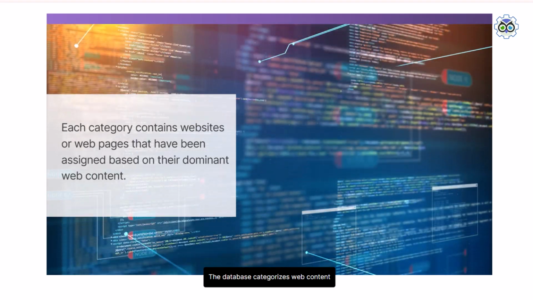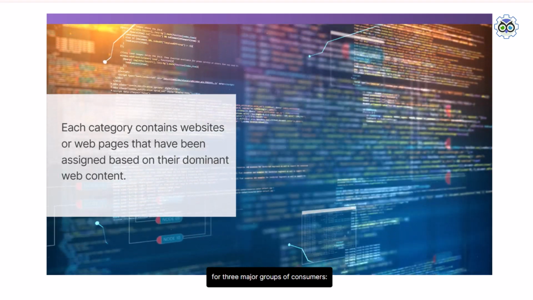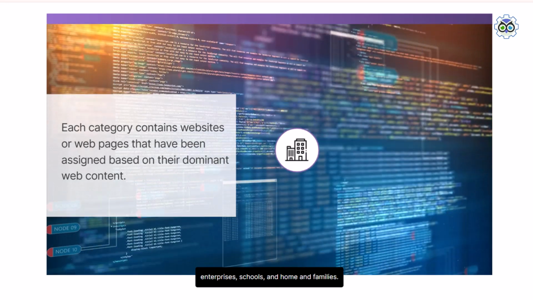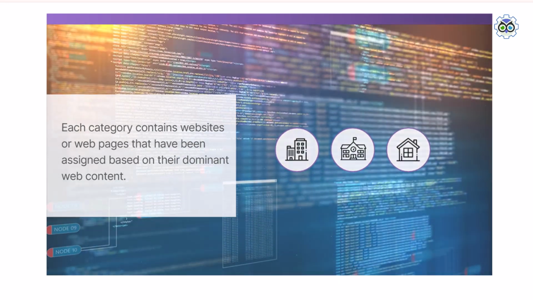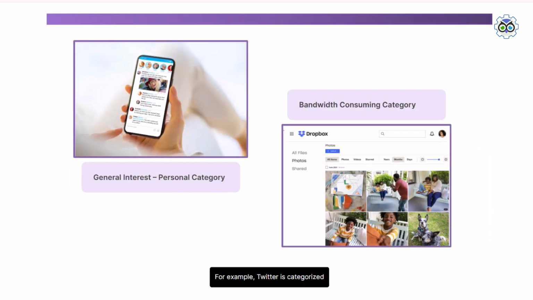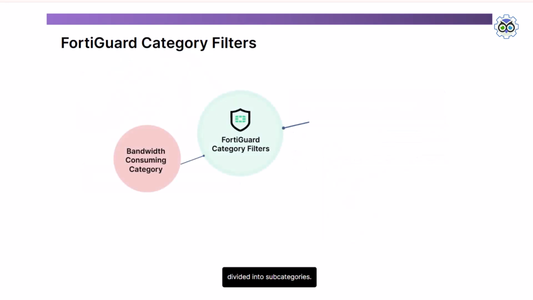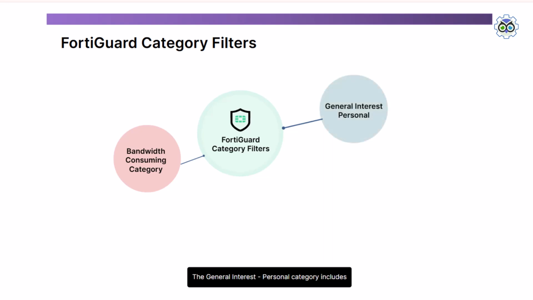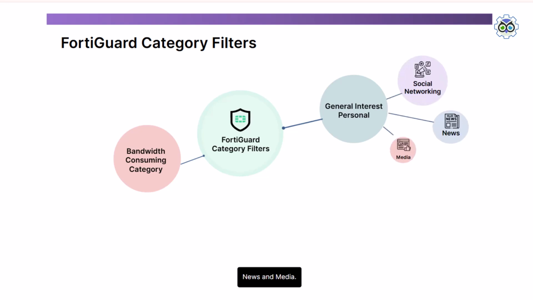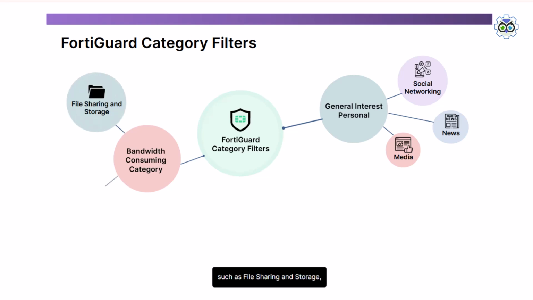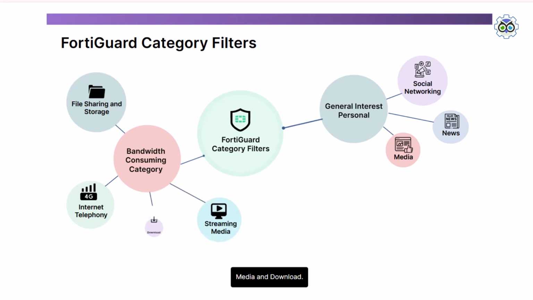The database categorizes web content based on its viewing suitability for three major groups of consumers: enterprises, schools, and home and families. For example, Twitter is categorized as part of the general interest personal category, while Dropbox is categorized as part of the bandwidth consuming category. Note that categories can be further divided into subcategories. The general interest personal category includes subcategories such as social networking, news, and media, while the bandwidth consuming category includes subcategories such as file sharing and storage, internet telephony, and streaming media and download.